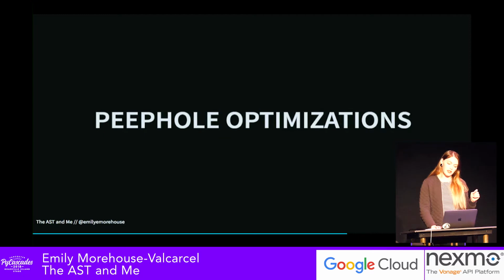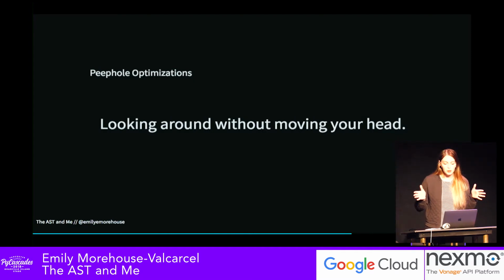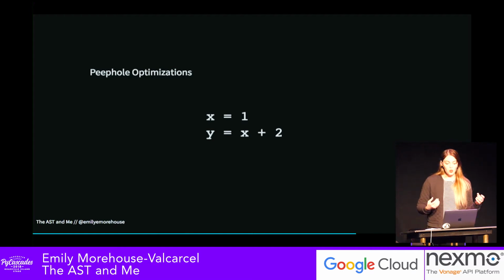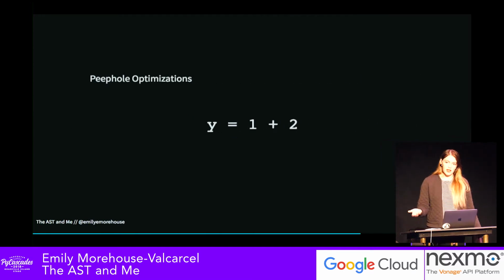So let's talk about peephole optimizations. The way that I like to think about peephole optimizations is looking around without moving your head. This is relying on things that you have in your peripheral vision that you can use to make smart choices about how your code can be optimized. So if you look at this example, this is very simple. This isn't actually one that occurs in Python itself, but I think it's a really good example of how to visualize this. So if you have x equals 1 and y equals x plus 2, we as humans can look at this and go, oh, this is very simple. I'll substitute the 1 in for x, and this quickly becomes y equals 1 plus 2.